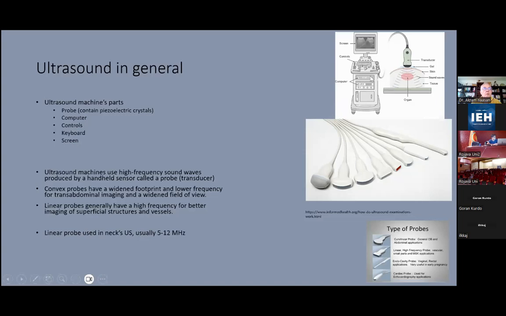We have different probes, but the one which we use in the neck is the linear one, which has a high frequency for better imaging of the superficial structures and vessels. And usually the one we use is about 5 to 12 megahertz frequency of the waves.